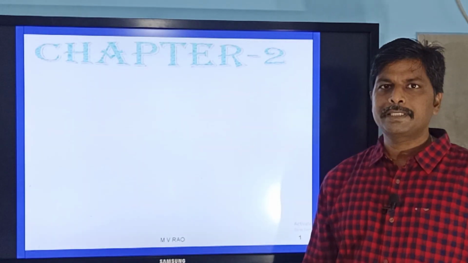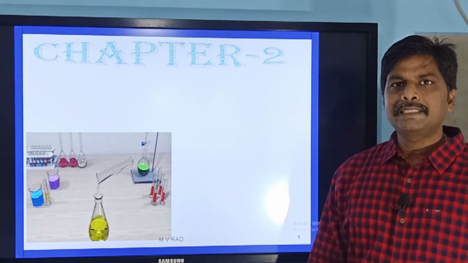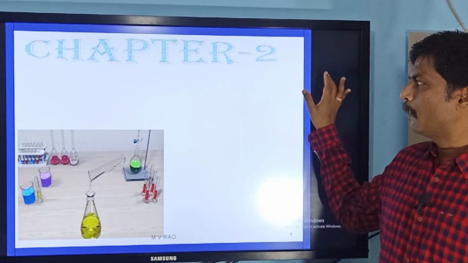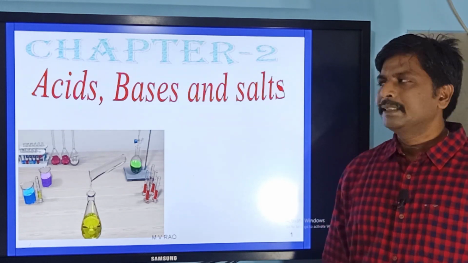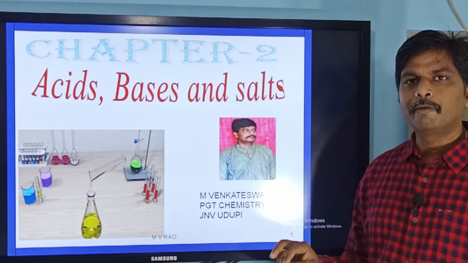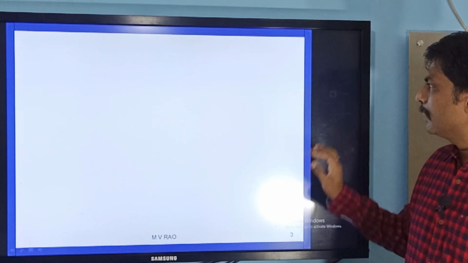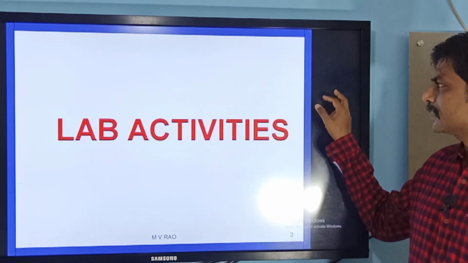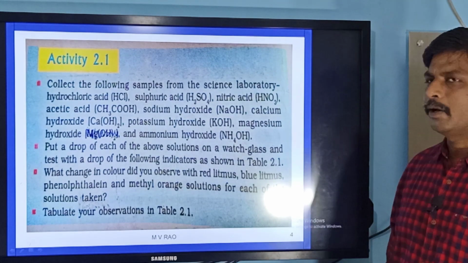So, hello students. Today I will explain the acids and bases chapter, about the lab activities from 2.1 to 2.10. First of all, we will see in our NCERT textbook, activity 2.1.